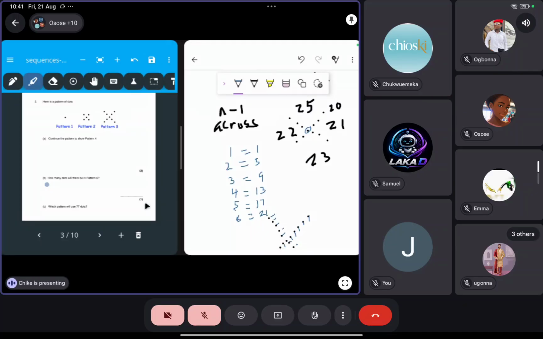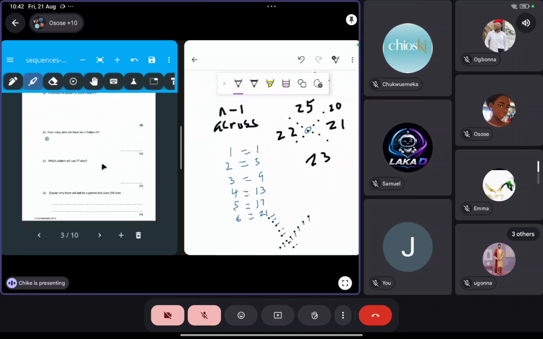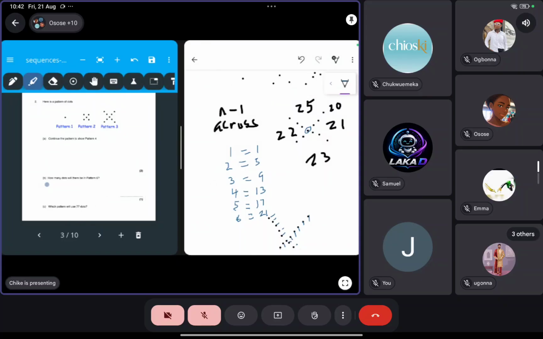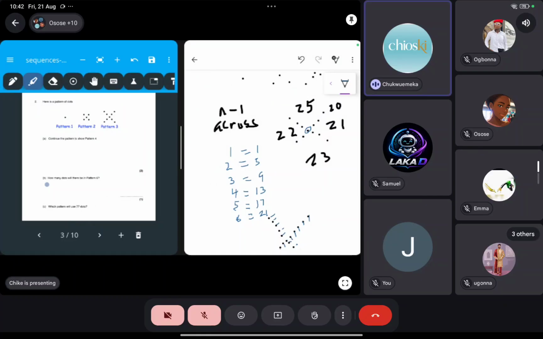Now, this one is a bit interesting. They said, which pattern will use 77 dots? Let me show you the pattern. Sir, so that means you have to use your formula.